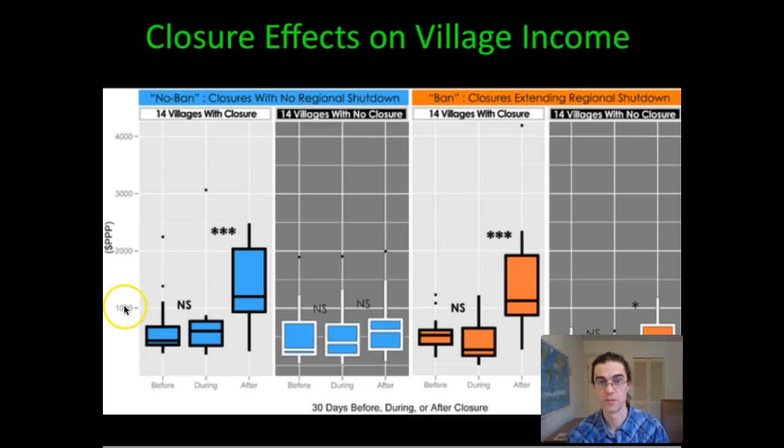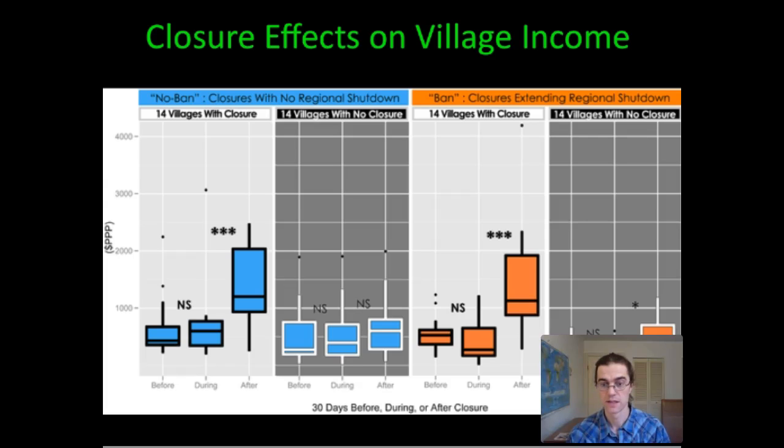And then this is super interesting as well. The x-axis might be just off your screen there, unfortunately, but village octopus fishery income and total village income 30 days before, during, and after.